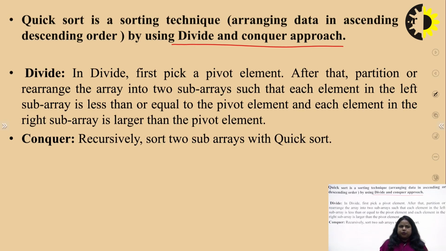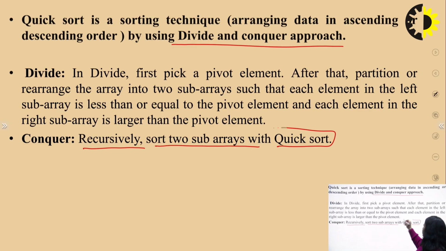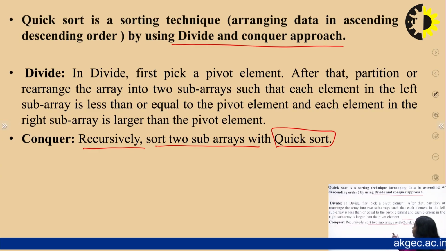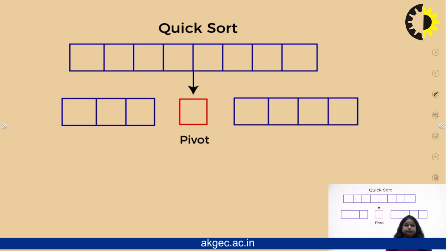Then when I am talking about the conquer approach, whatever method we have applied for the division, we have to apply it recursively, so that the two sorted sub arrays are obtained, onto which we have to apply the function called quick sort. Then when I am talking about the concept of quick sort, we have to talk about one element, right? As I already told you in the previous slide, quick sort is based on the pivot element. Now first of all we should understand the concept of the pivot element.